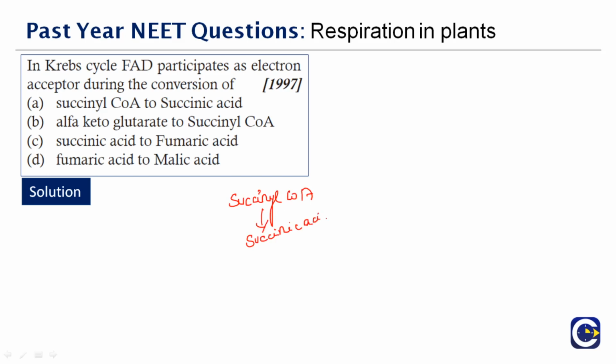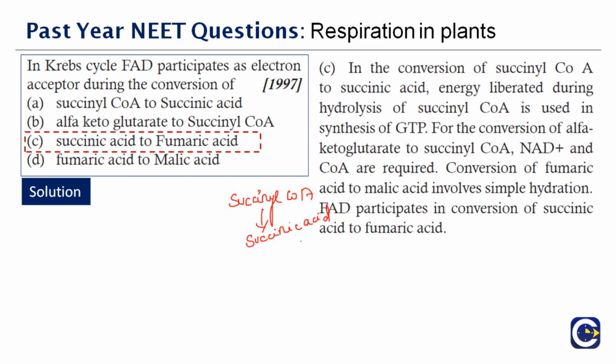We all know this process. Energy liberated during hydrolysis of succinyl-CoA is used in the synthesis of GTP. For the conversion of alpha-ketoglutarate to succinyl-CoA, NAD plus and CoA are required. What is CoA? It's a coenzyme. Conversion of fumaric acid to malic acid involves simple hydration, so you require water. FAD participates in the conversion of succinic acid to fumaric acid. Therefore, the correct answer to this question is option C. Succinic acid will get converted into fumaric acid.